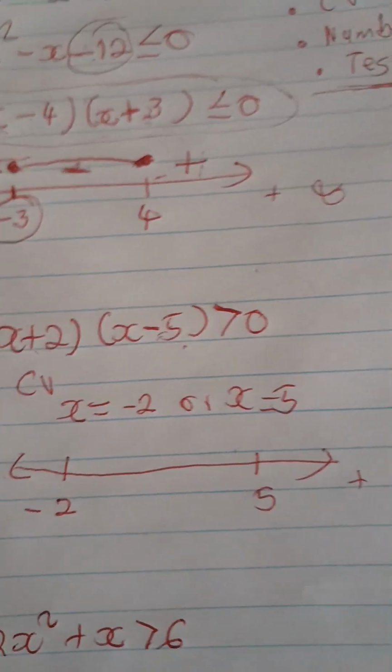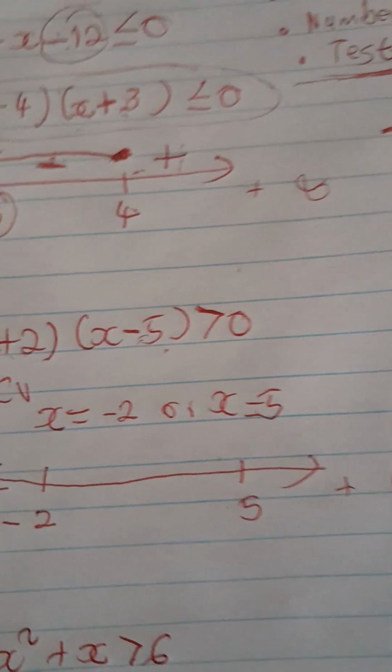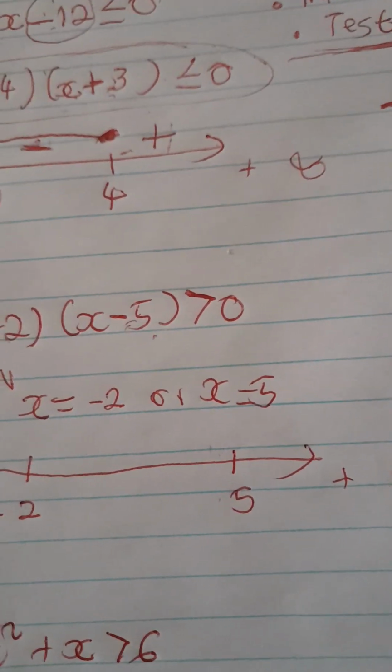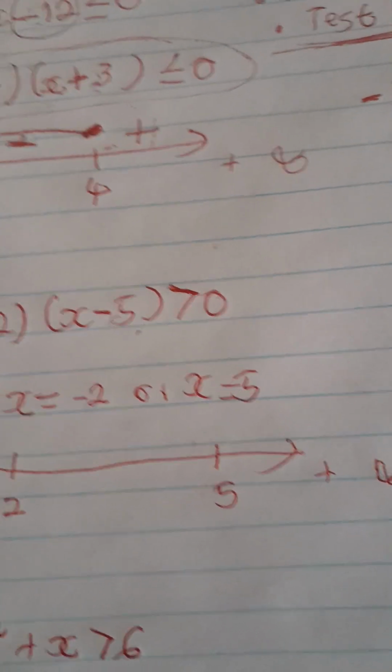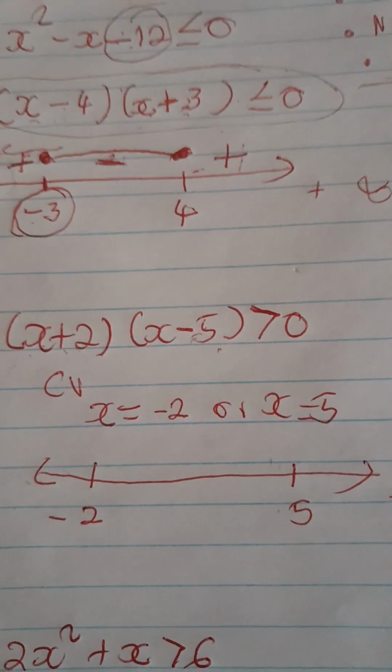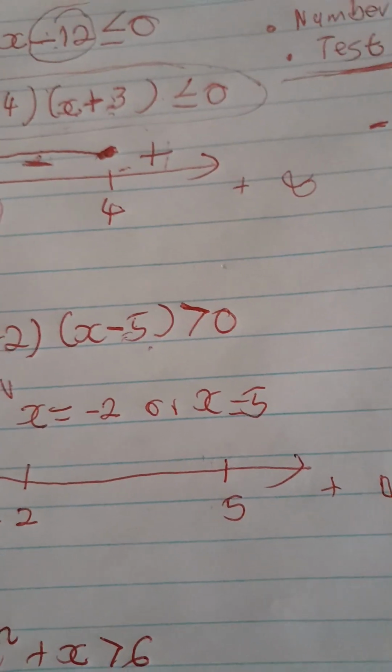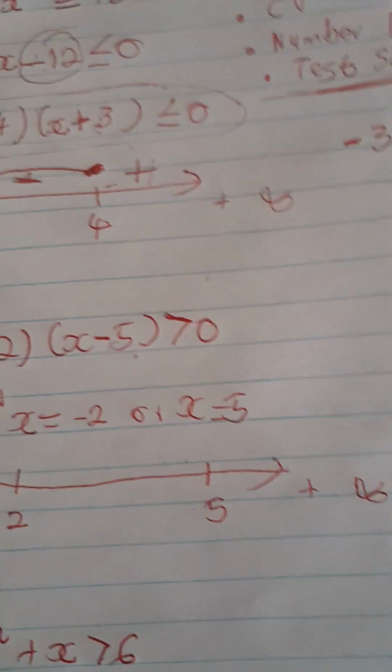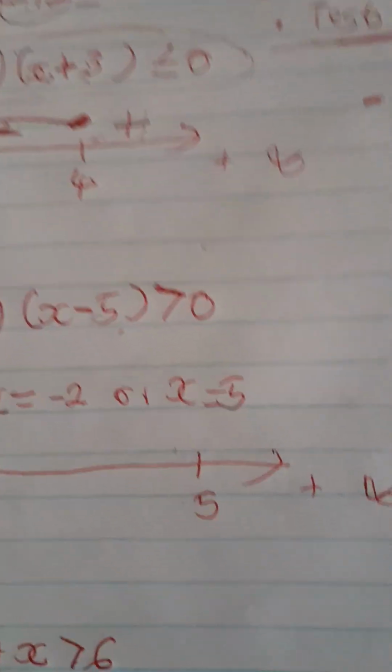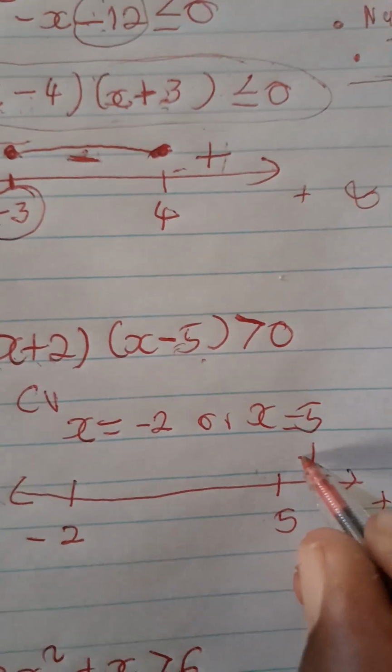Where there is x between 5 and infinity, let's put 6. 6 plus 2. Let's test using 6. 6 minus 5. What are we getting there? We are getting positive 8, meaning that this region is positive.